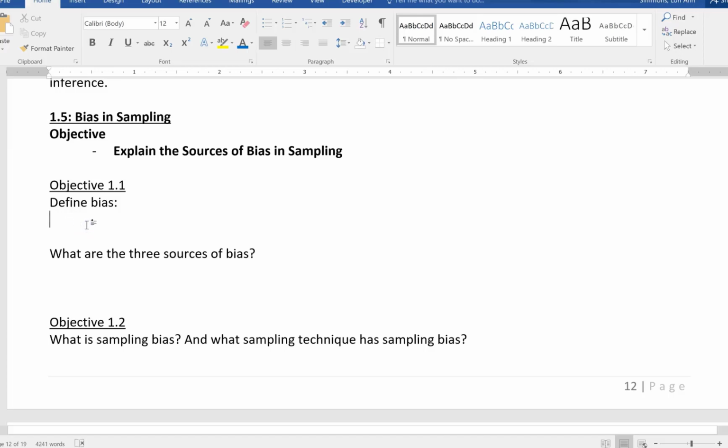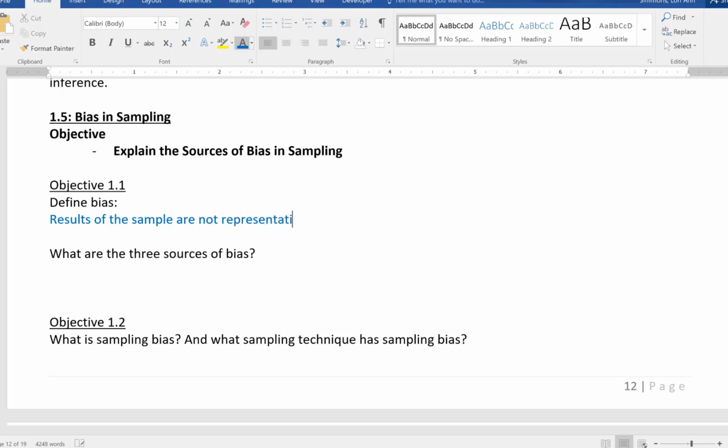1.5 Bias in sampling. The objective is to explain the sources of bias in sampling. So first, let's define bias. This is when the results of the sample are not representative of the population.